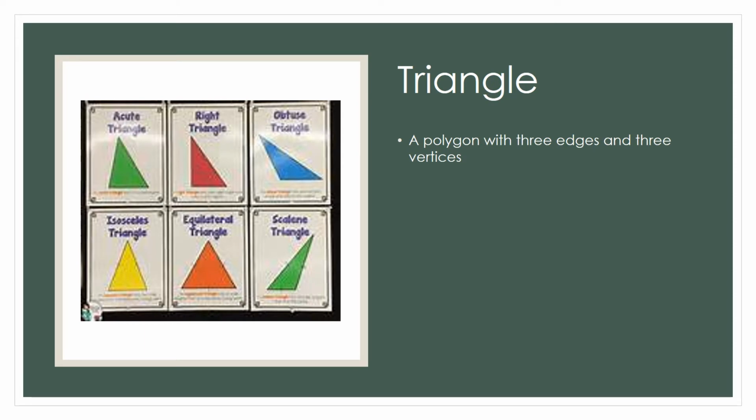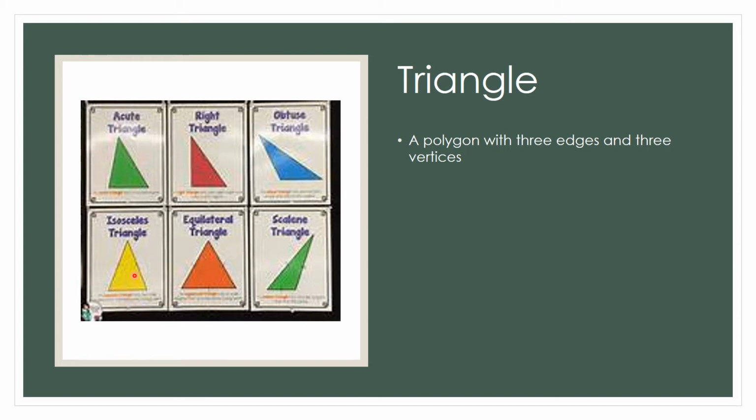Triangles. Triangles have 3 edges, 3 vertices. So in our picture, you will see the different types of triangles. We have acute triangles that have all acute angles. A right triangle that has the right angle inside of it. An obtuse triangle has an angle that is more than 90 degrees.